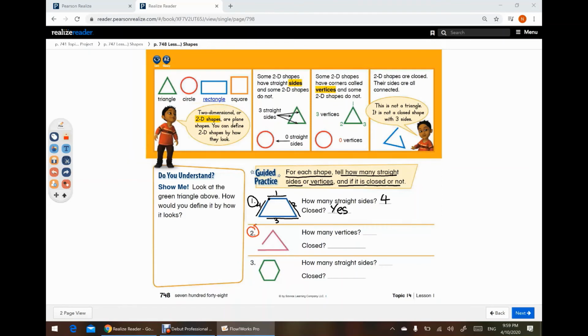Come on, kids, tell me. How many vertices are over here? Can you tell me how many vertices are here? The corners. How many corners? 1 and 2. There are 2 vertices. Is it closed? No, bravo. It's not closed because if I trace it, if I start from here, I cannot come back to this point. So it is not closed.